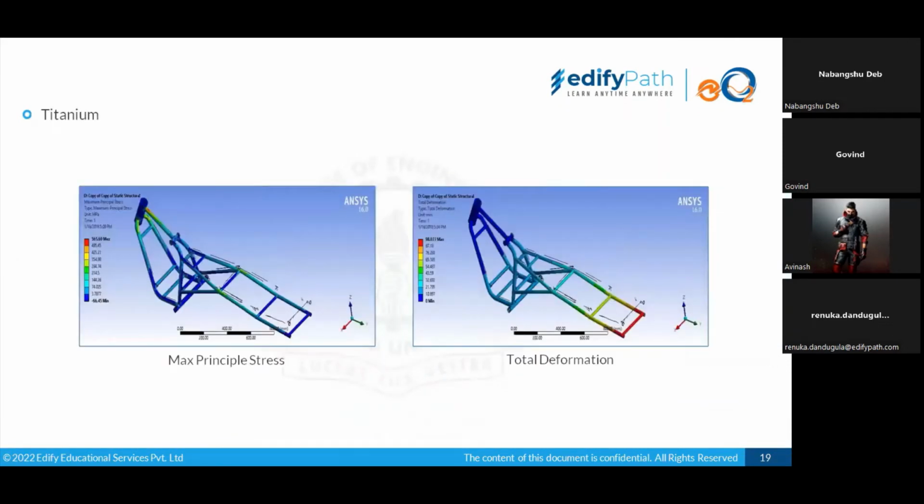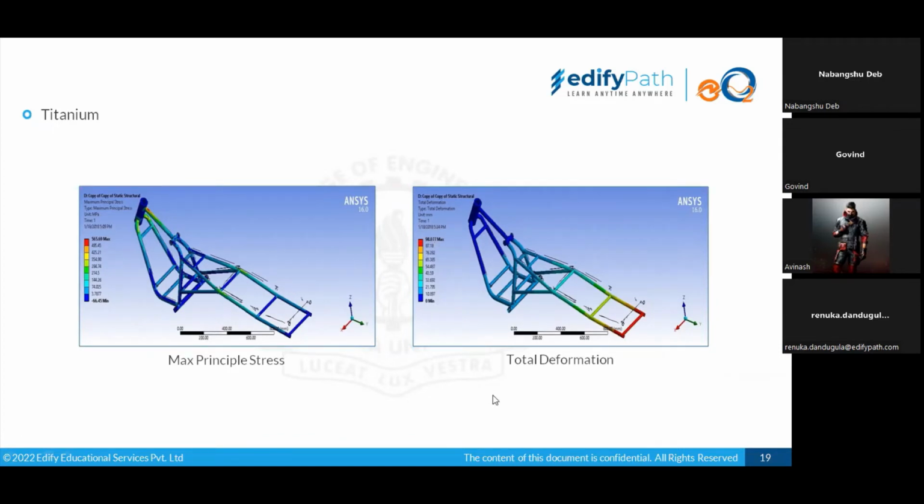Titanium again we have seen. In titanium, we could see that there are some places which withstand the stress and give you more robustness. After comparing the results of all these four materials, we can decide which material we will go for, whether a single material or a combination of different materials to make a robust chassis.